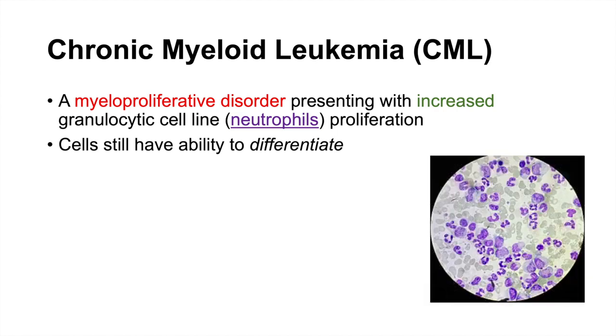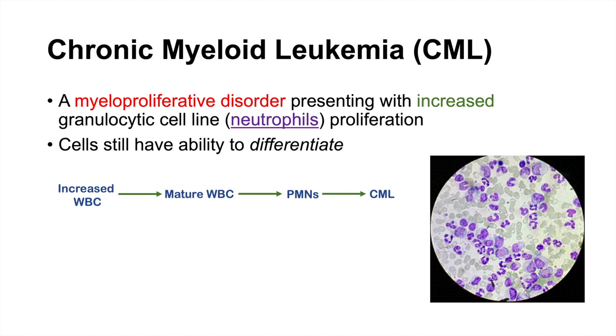And if we were to take a look at a peripheral blood film, we can see a lot of mature white blood cells, a lot of mature neutrophils. And we can tell that they're mature because their nucleus is large in proportion to their cytosol. So that's what chronic myeloid leukemia is: high levels of mature neutrophils.